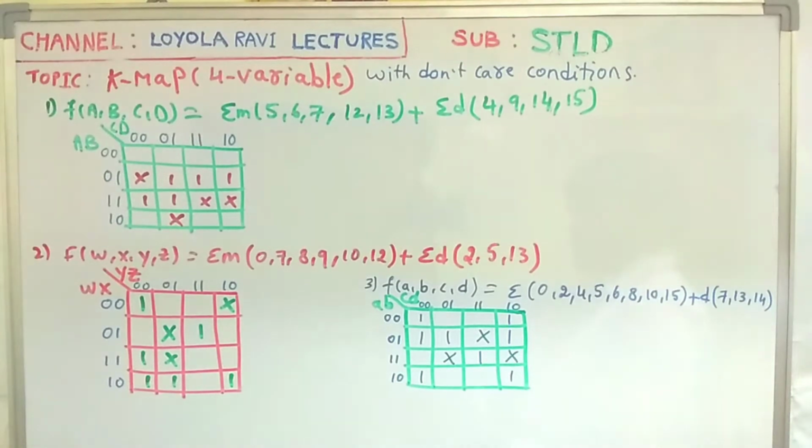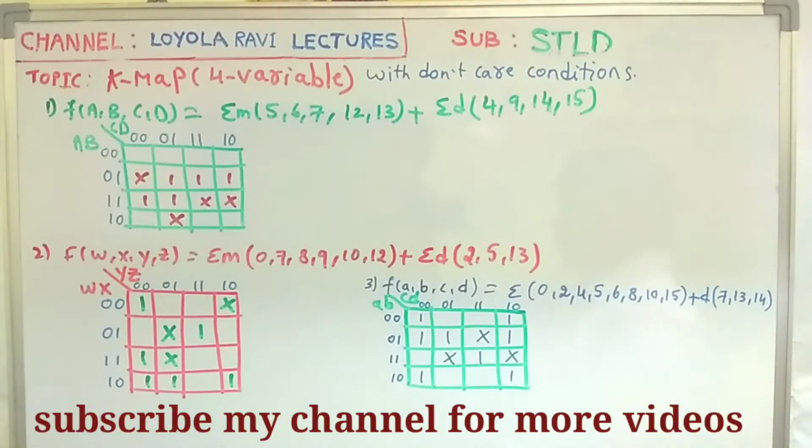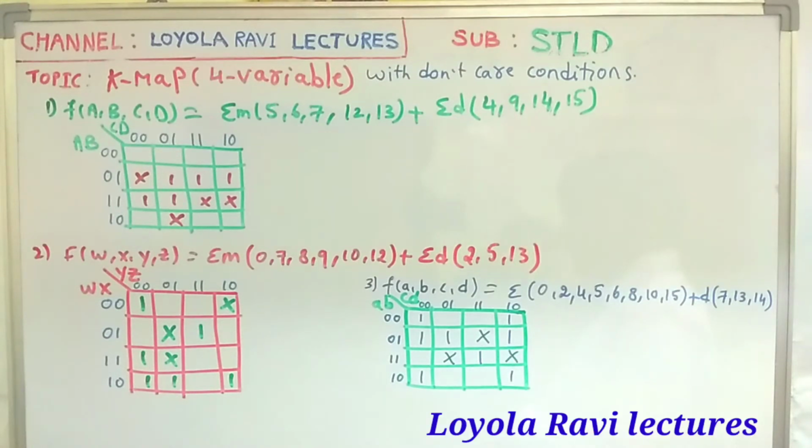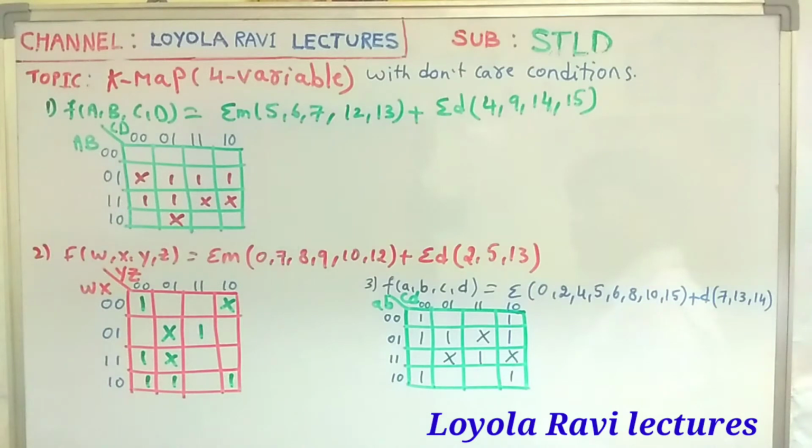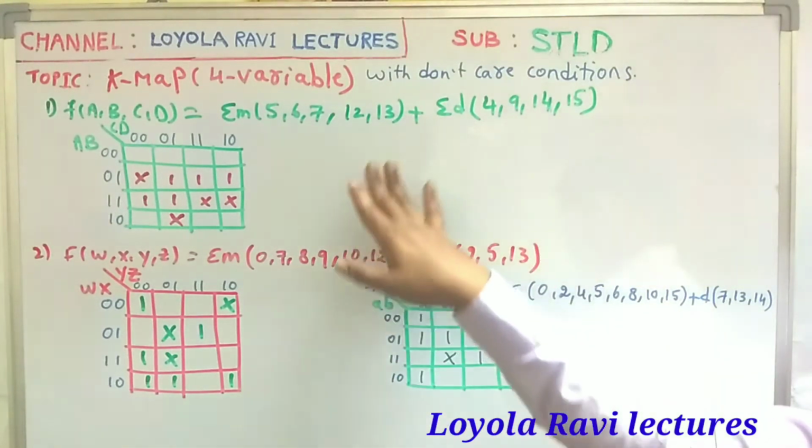Hi everyone, today we'll discuss K-map simplification for Boolean functions. In the last class we discussed how to simplify using a 4-variable K-map without don't cares. Today we'll discuss K-map simplification with don't cares. This is also an important topic in STLD. Then we'll go for one example.